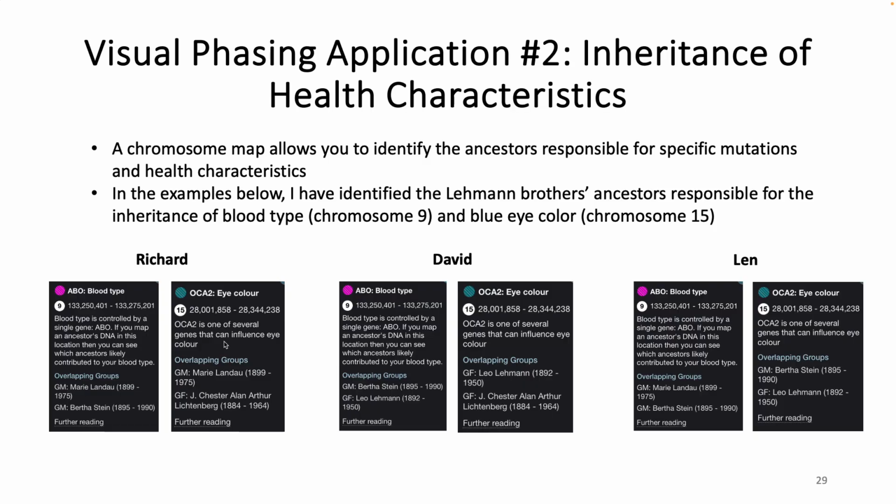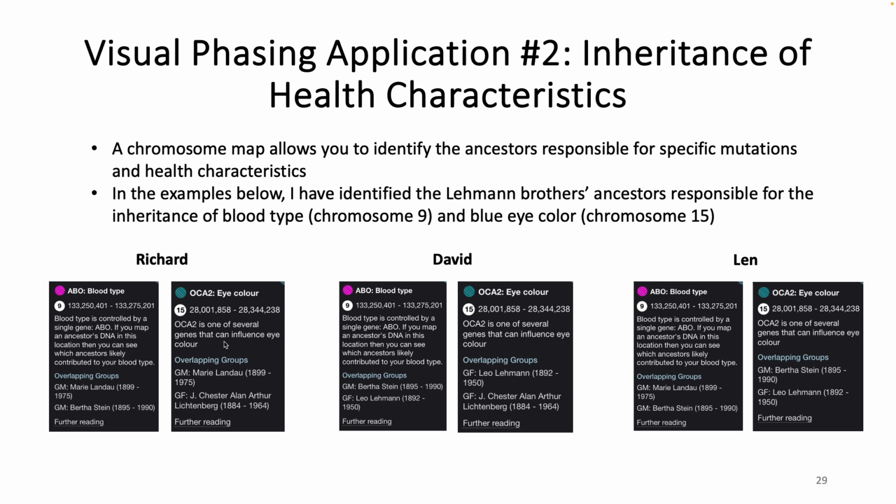Okay, the second application of visual phasing is about health characteristics. This is one that had a lot more promise, I would say maybe 10 years ago, where the thought was there would be just point mutations, mutations that people have that would lead to health conditions. But we found that it's a lot more complicated than that, and there are usually a lot of different factors, both genetic and environmental, that affect health conditions. But there are specific cases where there are mutations that lead to specific health characteristics.